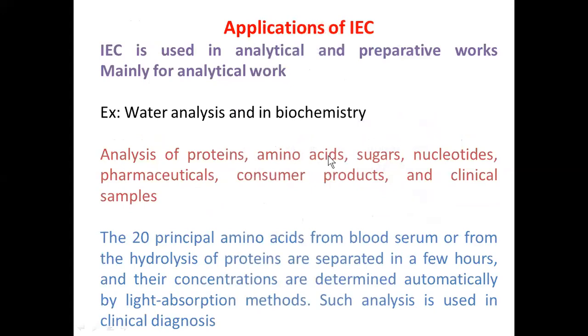So let us move on to some other applications of ion exchange chromatography, because it is widely used in analytical and preparative work, mainly in analytical chemistry. Say for example, water analysis, as I explained yesterday, determination of total cation concentration, separation of chemically similar species, removal of the interfering species, separation of chloride from bromide, and separation of zinc from magnesium, separation of iron, aluminium, magnesium, manganese, cobalt, zinc, and magnesium. All these things we have discussed yesterday.